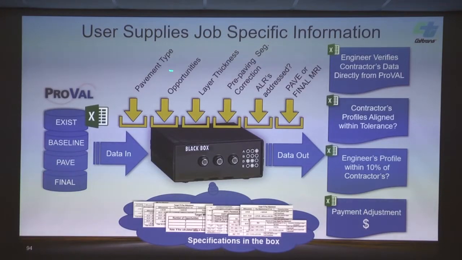Okay, so now again, here's this black box again. We're going to take all those profiles. We're not asking the REs or contractors to go look at every 10th mile segment and go to those tables and figure out which one you're going to use. Put it into a spreadsheet and it just does everything for you. So we're going to check all the same stuff we talked about earlier. Did they change their data? Did the profiles align? Did we verify them? We get a payment adjustment.